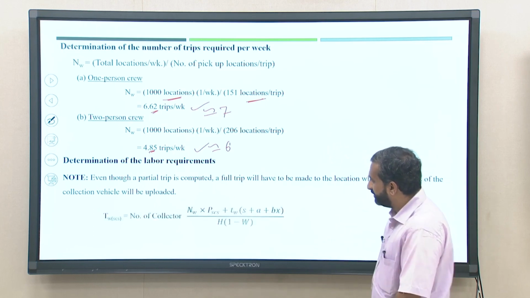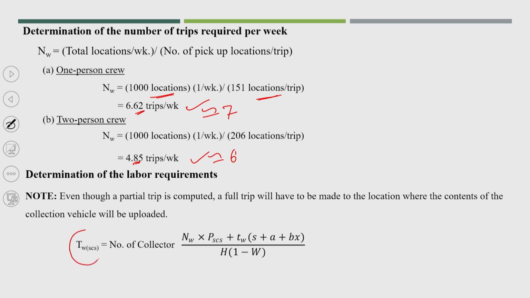This we can calculate, TW is total time per week, how many days will be required in this particular collection system, and the unit will be days per week. That is the labor requirement, which we can calculate by number of collectors Nw into (Pscs plus tw into S plus a plus bx) divided by H into (1 minus W). Here the Nw we already calculated, and this tw we can put as 7 for the 1 person crew, and 6 for the 2 person crew.